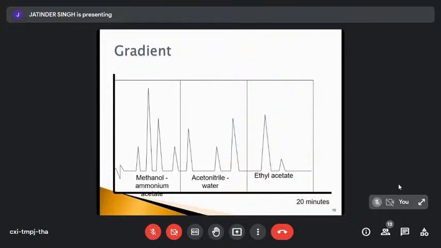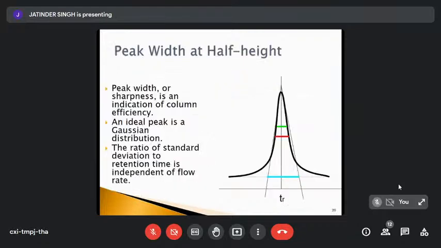Like if we want to run a mixture of acetonitrile and water, or methanol and water, or any other solvent based on polarity, we can have methanol, acetonitrile, or ethyl acetate as the different mobile phase at different times. So we can carry out the separation in the gradient mode and in the non-gradient mode.